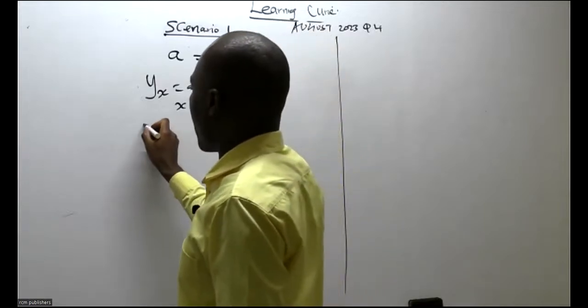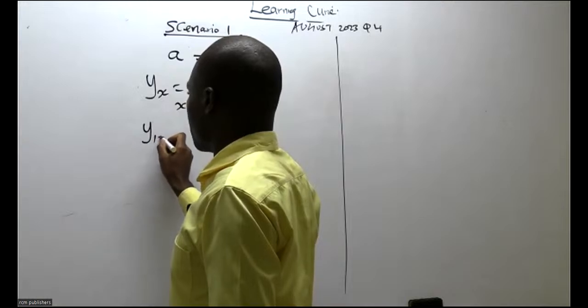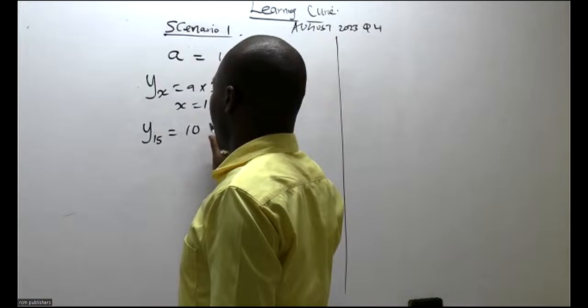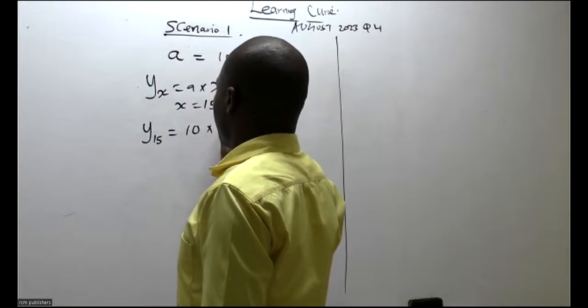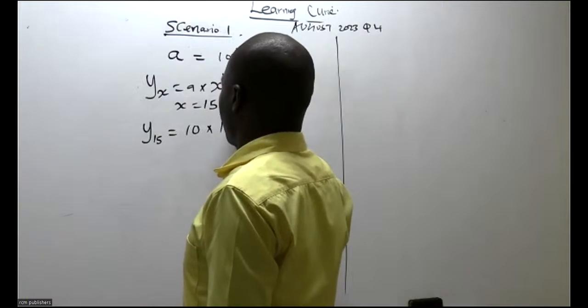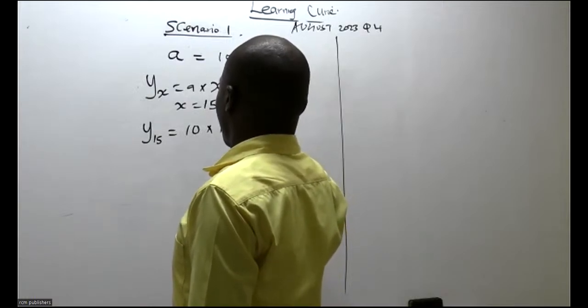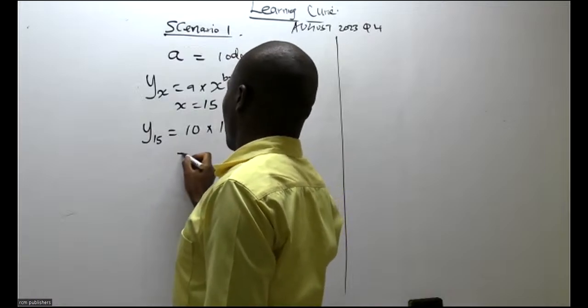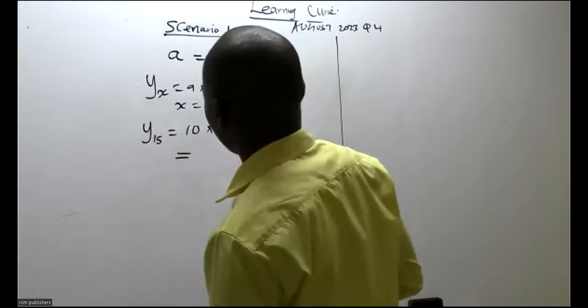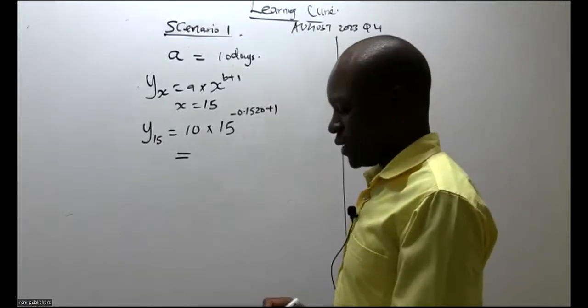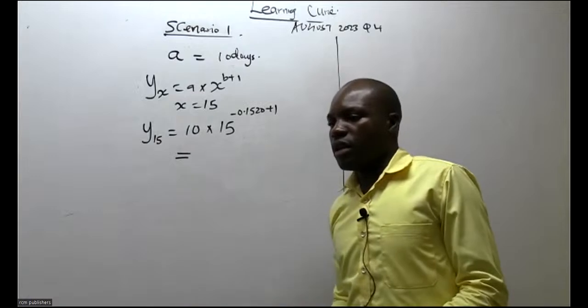So let's take Y, which is 15, equal to A, the number of days to produce the first bus, times 15 raised to the power B plus 1. And our B is negative 0.1520 plus 1. Let's do that. How many days do we have? Maybe to one decimal place would be okay.